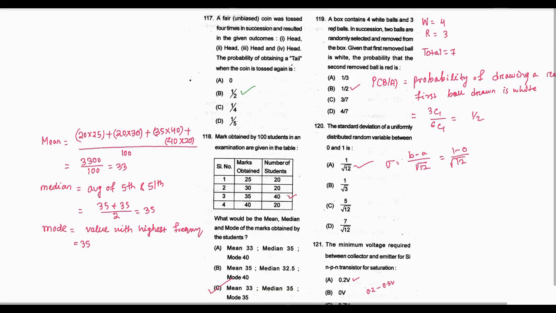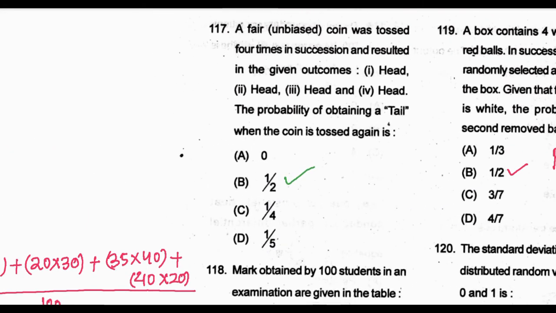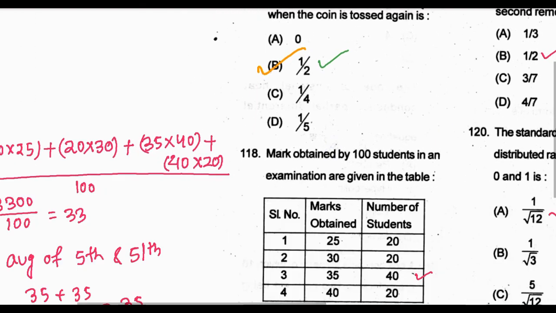Next question number 117. A fair unbiased coin was tossed 4 times in succession and resulted in the given outcomes: head, head, head and head. The probability of obtaining a tail when the coin is tossed again. So this is an independent event. That means the coin has only 2 faces, head and tail. If we toss a coin, the probability of getting head or tail is half. So this is an independent event, so here this will be half only.